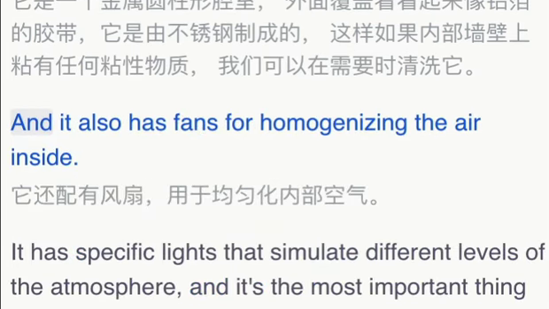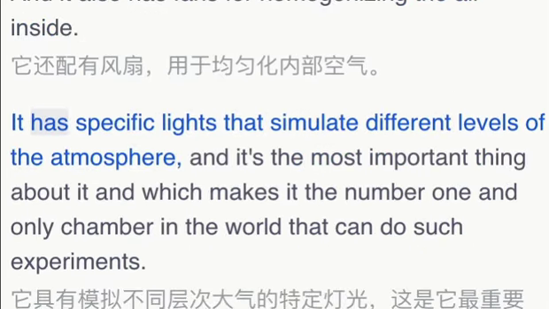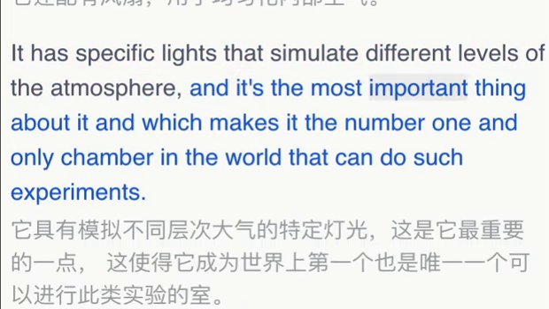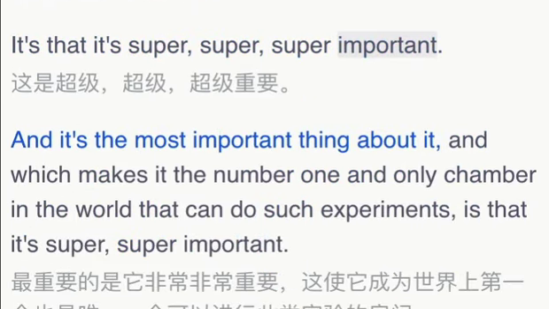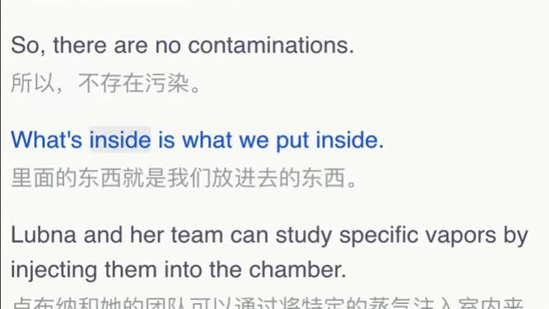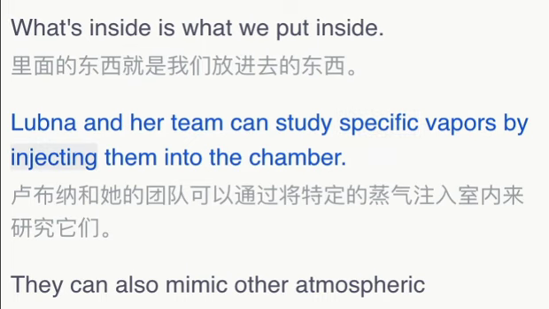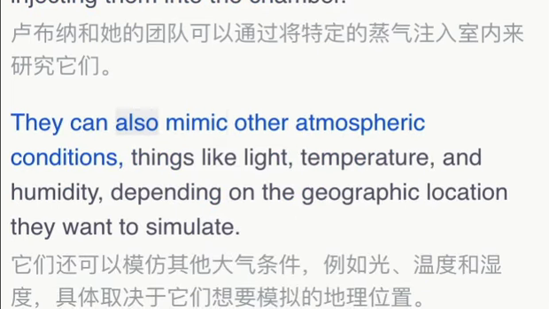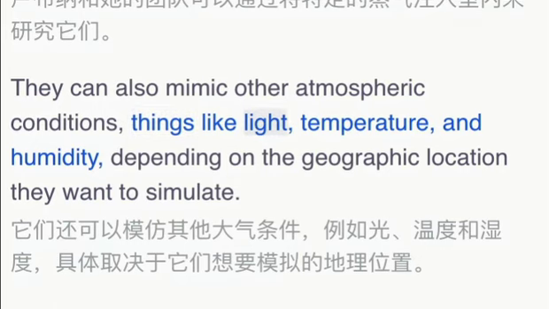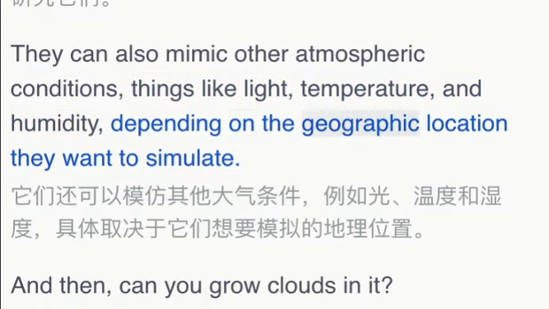And it also has fans for homogenizing the air inside. It has specific lights that simulate different levels of the atmosphere. And the most important thing about it, which makes it the number one and only chamber in the world that can do such experiments, is that it's super, super clean. So there are no contaminations. What's inside is what we put inside. Lubna and her team can study specific vapors by injecting them into the chamber. They can also mimic other atmospheric conditions, things like light, temperature, and humidity, depending on the geographic location they want to simulate.